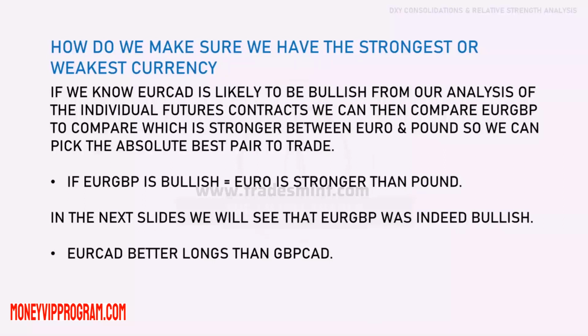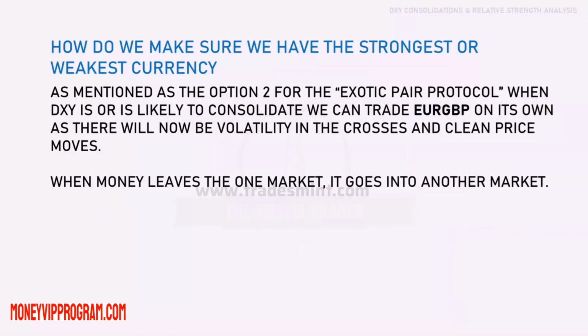So if Euro GBP is bullish, then the euro is stronger than the pound, and then in the next slides we will see that Euro GBP was indeed bullish, so EuroCAD is better longs than GBP CAD. As mentioned as option number 2 for the exotic pair protocol, when DXY is likely to consolidate, we can trade Euro GBP on its own, as there will now be volatility in the crosses and clean price action moves. So when money leaves one market, it goes into another market.